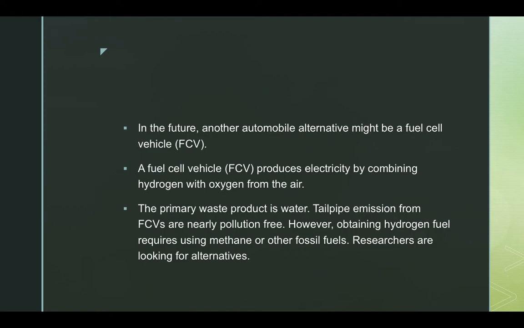In the future, another automobile alternative might be a fuel cell vehicle, an FCV. A fuel cell vehicle produces electricity by combining hydrogen and oxygen from the air. The primary waste product is water. Tailpipe emissions from FCVs are nearly pollution-free. However, obtaining hydrogen fuel requires using methane or other fossil fuels. Researchers are looking for alternatives.